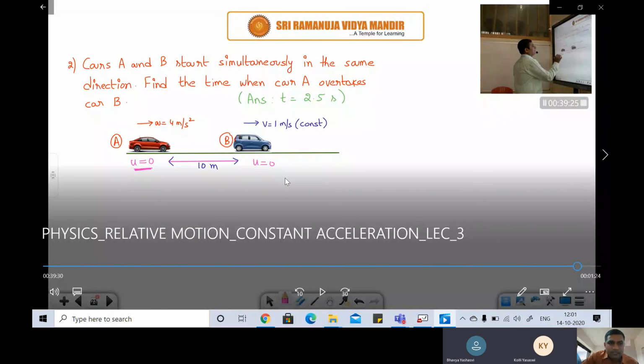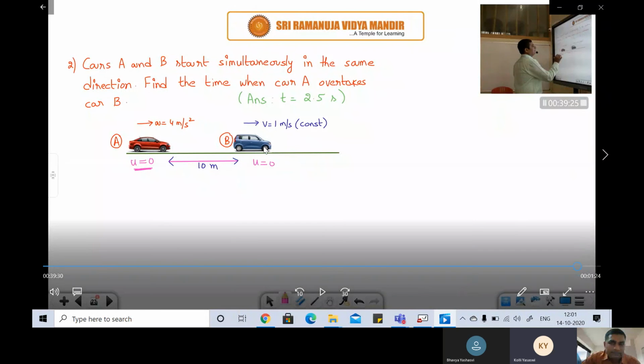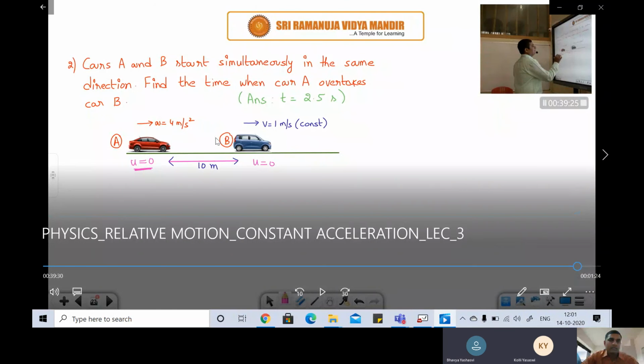If you solve from the ground frame, it is very difficult because both are moving. Whereas if you go and stand on B, what will happen to B? B will be at rest, sir. Then only A will be moving. So it will be easy, sir. Correct. Then it will be easy. It is a single body problem.